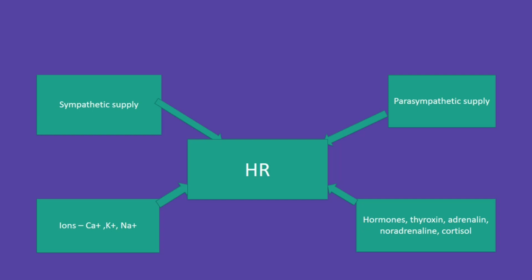In contrast, parasympathetic stimulation, mediated by the vagus nerve, decreases heart rate by releasing acetylcholine, which slows down the heart's pacemaker activity. Ions such as calcium, potassium, and sodium are essential for the generation and propagation of electrical impulses in the heart, influencing heart rate. Hormones like thyroxine, adrenaline, noradrenaline, and cortisol can directly or indirectly affect heart rate through their actions on cardiac muscle cells or the autonomic nervous system.